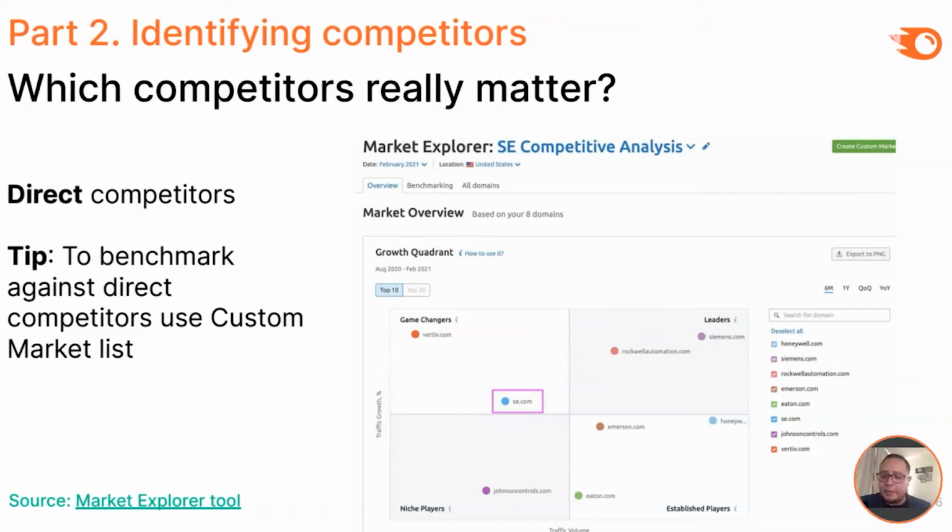What companies are competing with you? This is the benchmark that we are doing using our own domain, our own company, own services, own products, with a custom market list of competitors that we have. We need to identify competitors, but not any competitors, direct competitors at first glance.